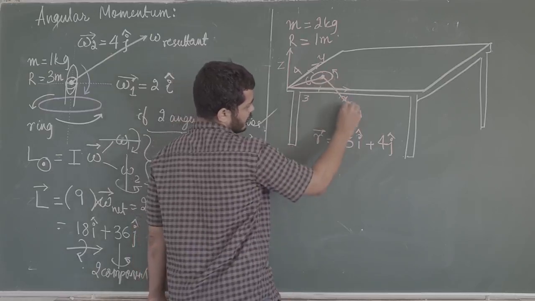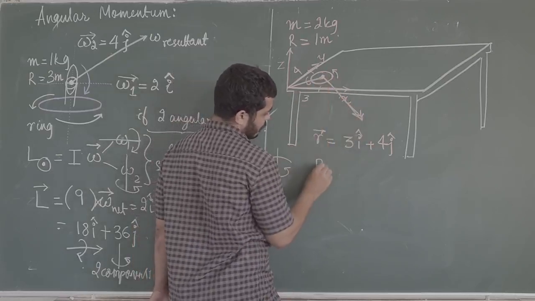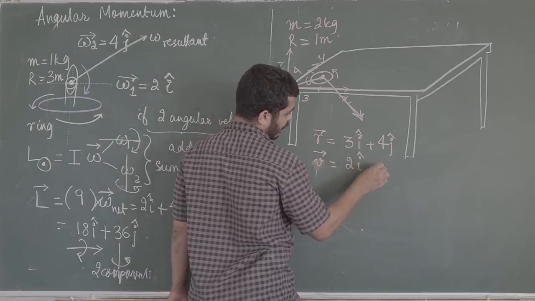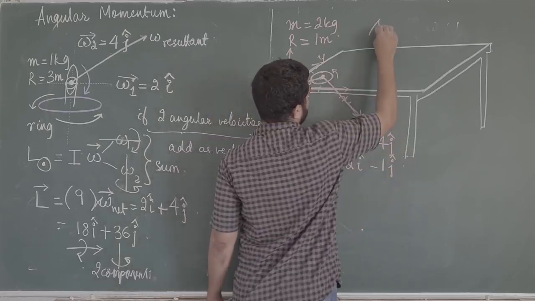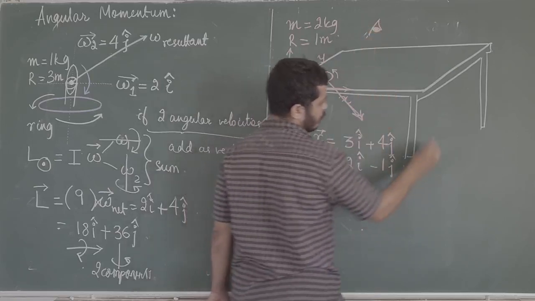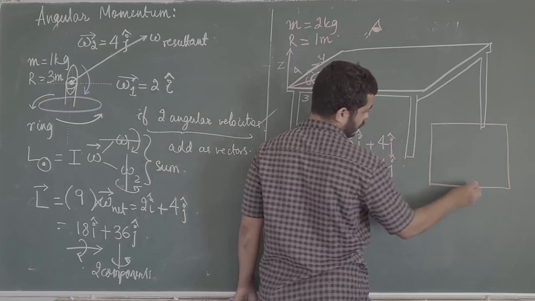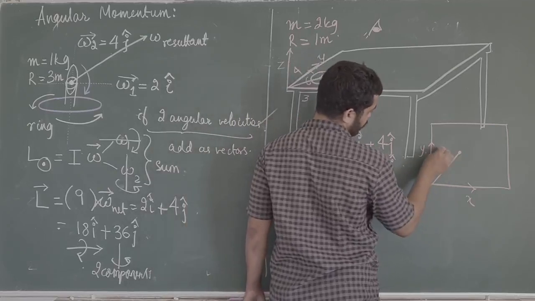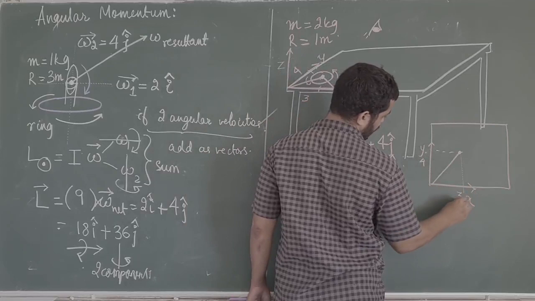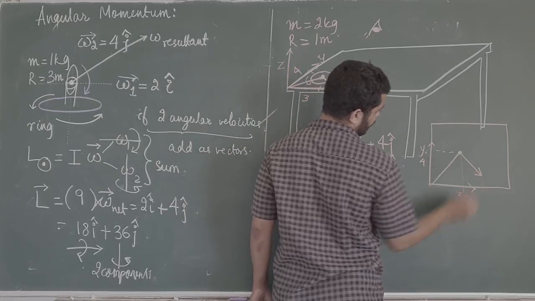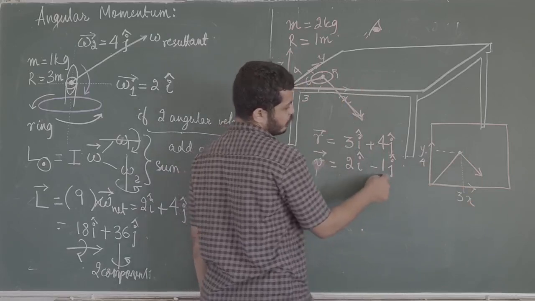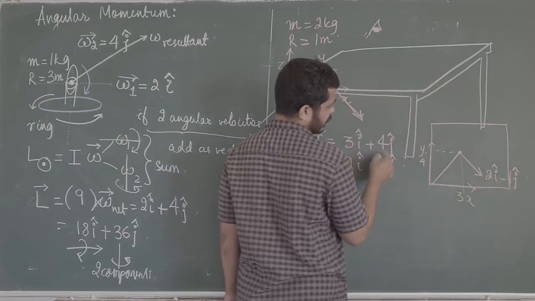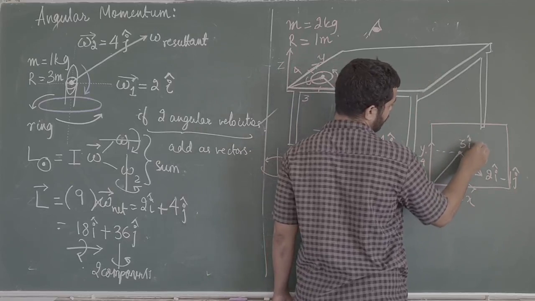And it is going somewhat in this direction. So this direction is negative y. We can write the velocity of the particle as, let's say, 2i minus 1j. If you see this thing from the top, you would see a carom board. This is your x, that is your y. At some position where this point is 4 and that point is 3, a particle is moving in this direction, and its velocity is 2i minus 1j. The position of this point is 3i plus 4j.